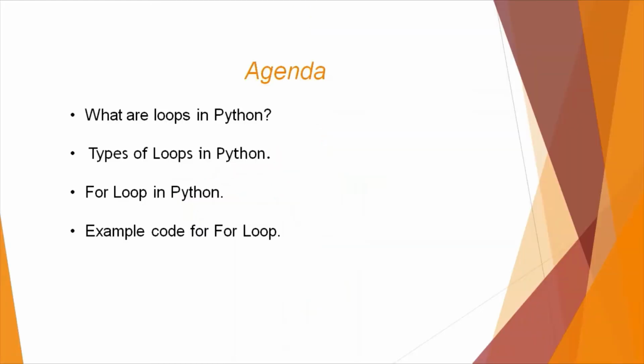So let's have a look at today's agenda. We'll first of all look at what loops in Python are, the types of loops in Python, the for loop in Python and example code for the for loop, and we will try them out in our PyCharm later.